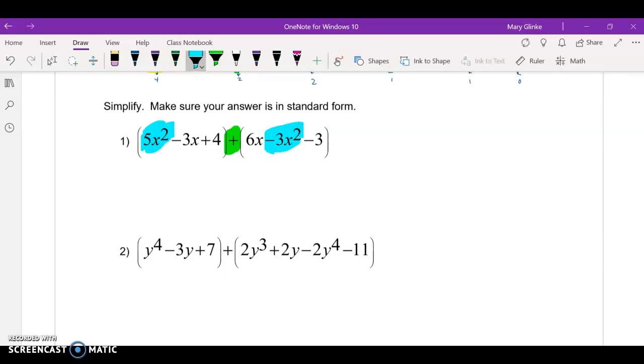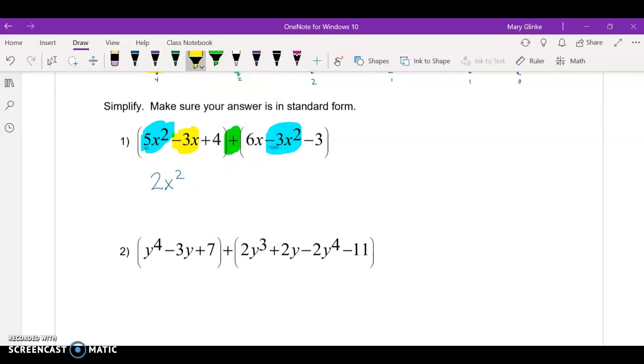So 5x squared and negative 3x squared. Notice these ones have the same variables with the same degree. And I noticed the squared was the highest degree. So I'm combining these first. So 5 minus 3 gives us 2. And there's 2 of those x squared terms.